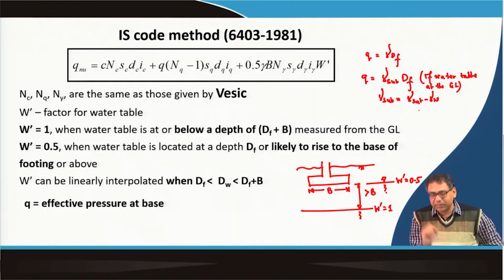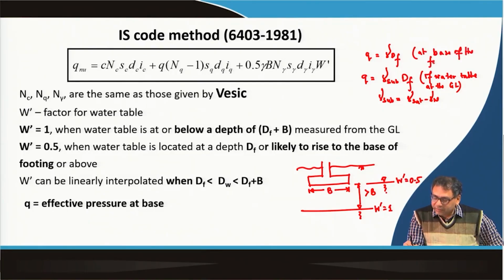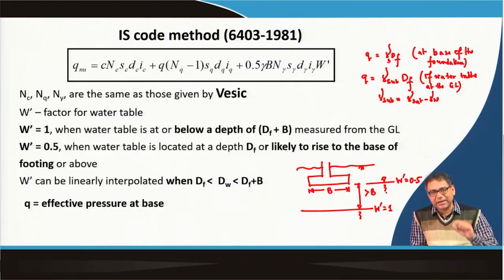Gamma W is the unit weight of the water, and if the water table is at the base of the foundation, then this will be gamma bulk. So, gamma sat is the saturated unit weight, gamma sub is the submerged unit weight, that we have to use for soil below the water, and gamma bulk is the bulk unit weight, that we have to use for soil above the water table.